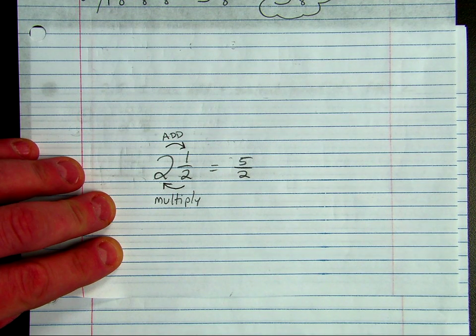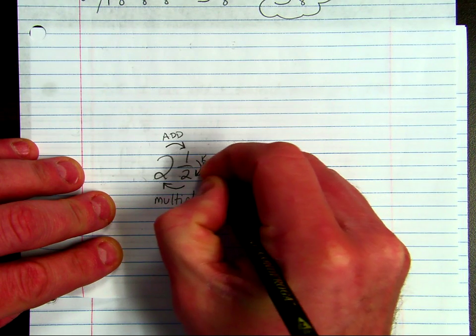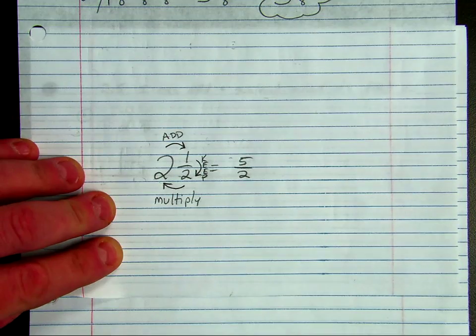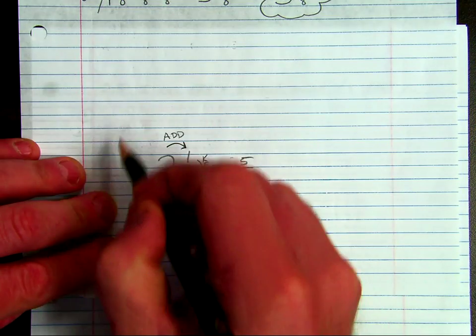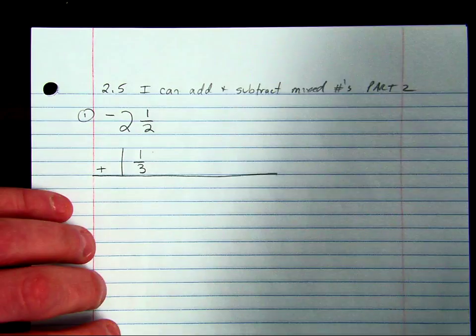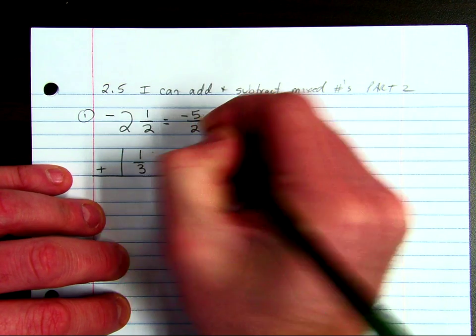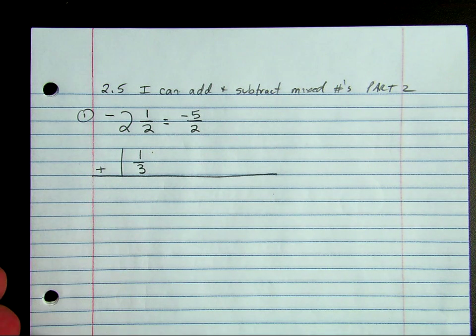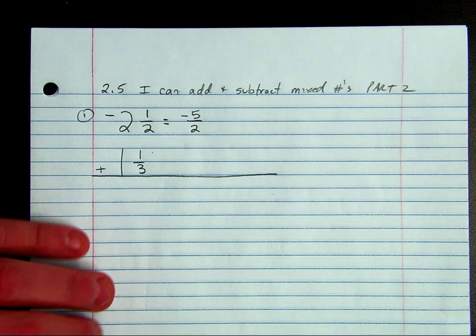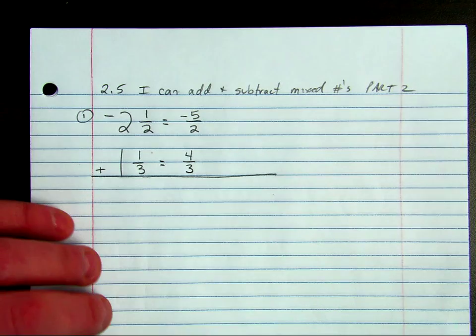Multiply, add, keep. Multiply, add, and keep. So negative 2.5 would be negative 5/2. 1 1/3, if we did the multiply, add, and keep, would be 4/3.